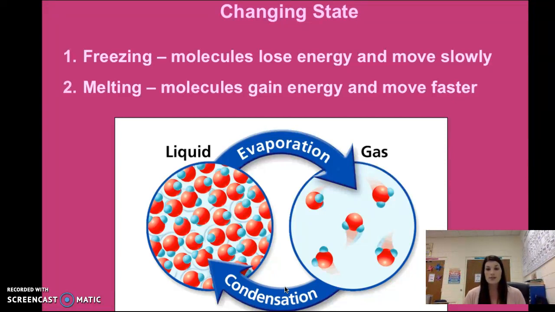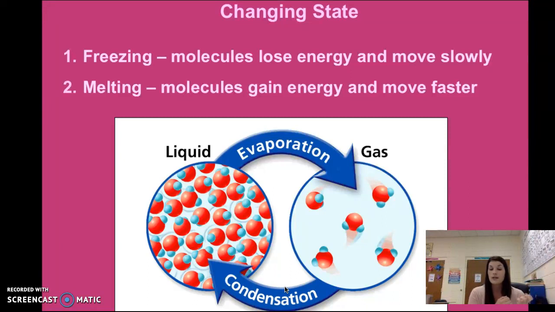So when we have these processes that change water from a solid to a liquid or a liquid to a gas, we're either losing or gaining energy. Take freezing: we're taking liquid water and changing it into solid ice. So those molecules are actually losing energy because we're cooling it down. We're taking away heat. And that's taking the molecules that are in a liquid form, flowing past each other, and slowing them down until they become a solid and vibrate in place.